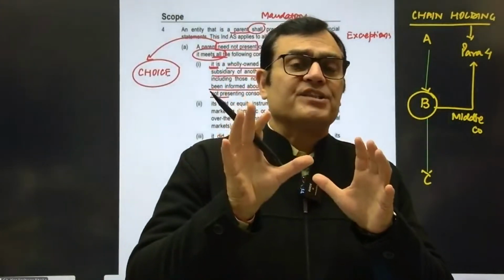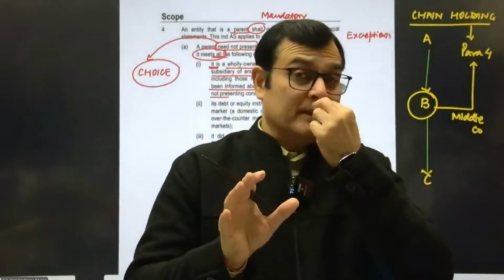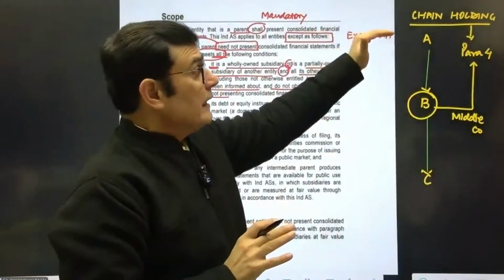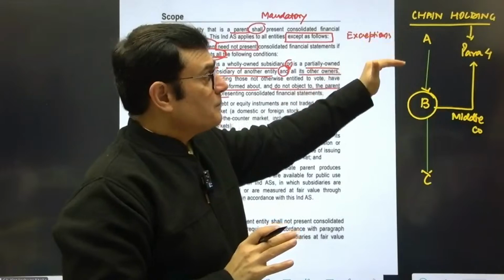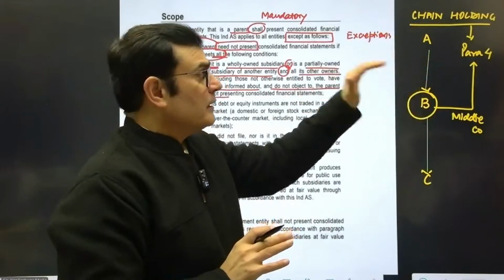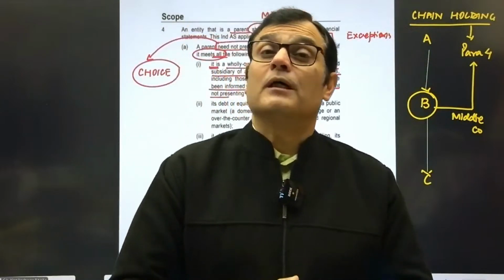So there are two cases in terms of the condition number one. The condition number one has got, you can say, two situations which can arise. Number one, if B is a wholly owned subsidiary of A, the condition one is met. If B is a partly owned subsidiary of A, I will say, okay, let me inform the other owners.